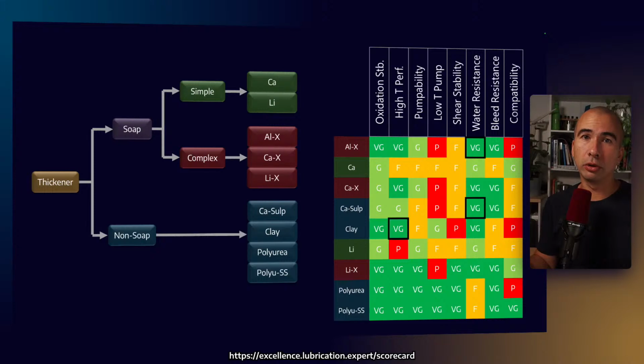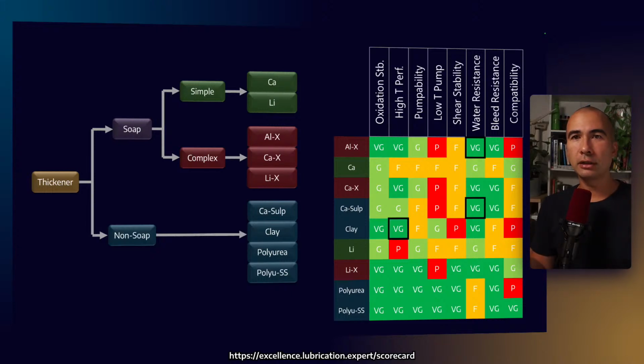Among the non-soap greases, you have things like the bentonite clays. They're also referred to as a non-melt grease. So if you were to see it in the exam, bentonite clay greases are non-melt greases, obviously for very high temperature applications. Then you've got the polyureas. Polyureas have a reputation for not playing nice with other greases, but they are very high performing greases. And then you've got the calcium sulfonates.